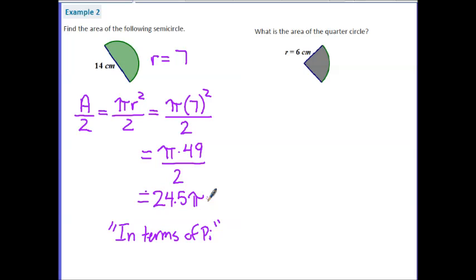And then we just need to add our units. So this is centimeters and it's area, so it's squared. A quarter circle is exactly what it says it is. It's a fourth of a circle.